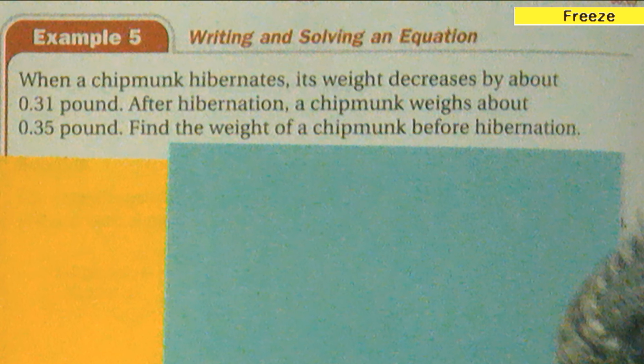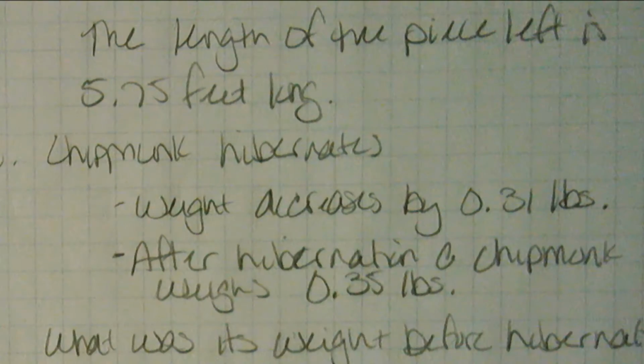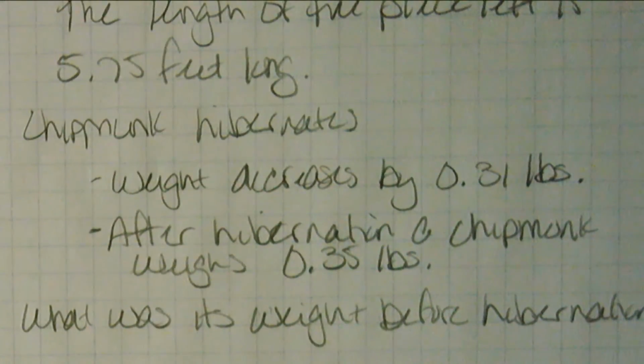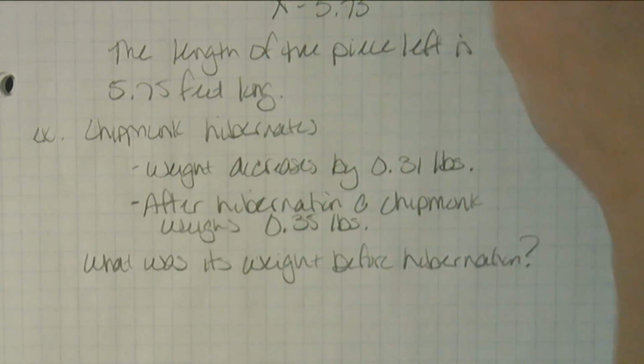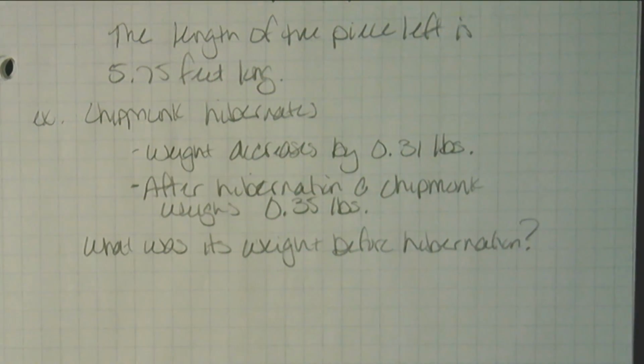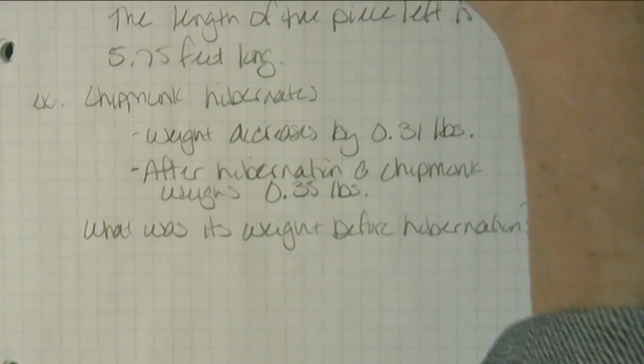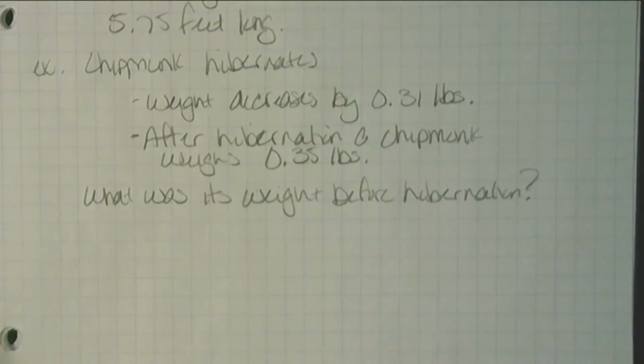All right, let's finish this one up. It says a chipmunk's weight decreases while it's hibernating. The weight decreases by 0.3 pounds while it's hibernating. After it hibernates, the weight this one particular chipmunk has is 0.35 pounds. What is its weight before hibernation? Somebody write this for me. All right, Erin, go ahead, sweetie.